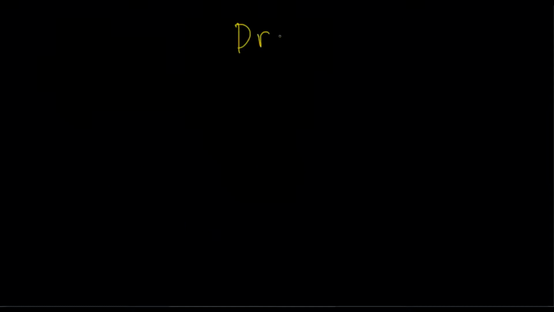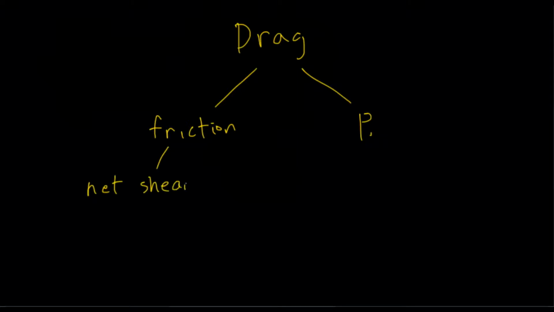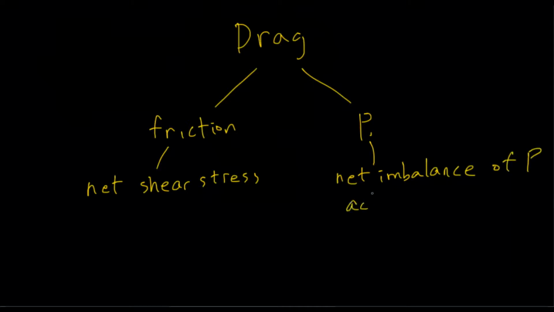so for drag, there are 2 types of drag. There is the friction drag and there is the pressure drag. Now, friction drag, we all know that it's just a net shear stress, right? But for pressure drag, we're not really familiar with it because we didn't really see it. Well, pressure drag is simply a net imbalance of pressure acting towards the drag direction.